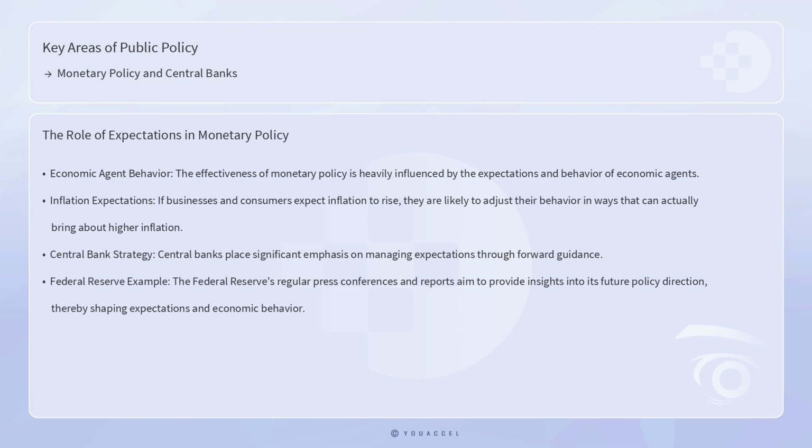The effectiveness of monetary policy is heavily influenced by the expectations and behavior of economic agents. If businesses and consumers expect inflation to rise, they are likely to adjust their behavior in ways that can actually bring about higher inflation. Central banks, therefore, place significant emphasis on managing expectations through forward guidance. This involves communicating future policy intentions to the public in a clear and transparent manner. For instance, the Federal Reserve's regular press conferences and reports aim to provide insights into its future policy direction, thereby shaping expectations and economic behavior.